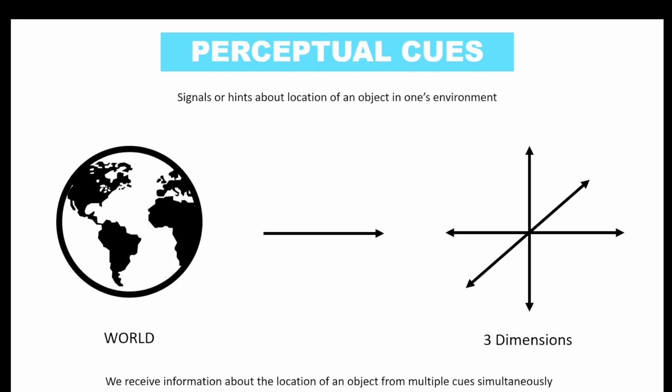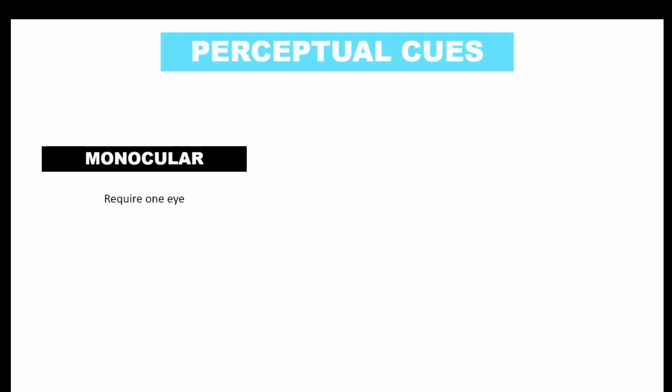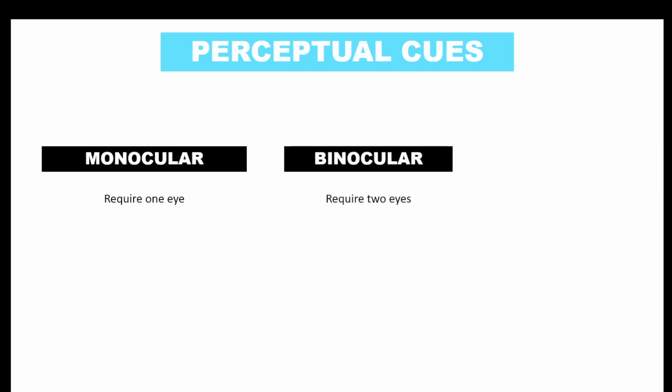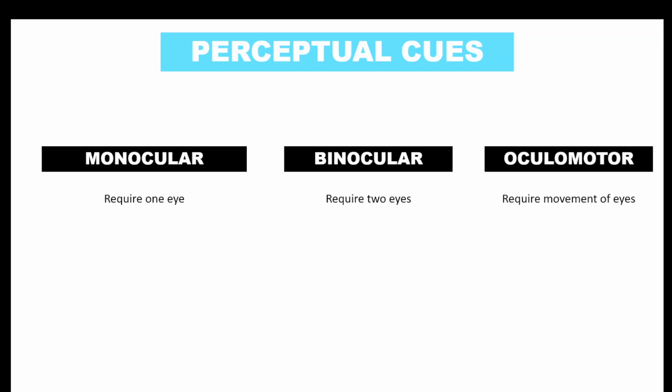So I'm gonna go through each cue individually and show you what those cues are. So let's start. So monocular cues, basically you can use these cues from your one eye only, and then there are binocular cues that require two eyes to identify them, and oculomotor cues, basically they require the movement of the eye, maybe your eye lens or your eyeball.